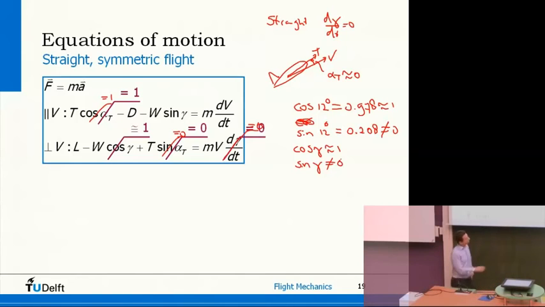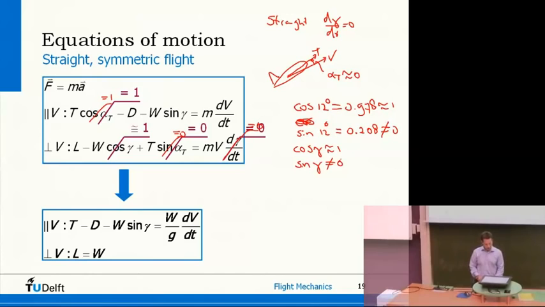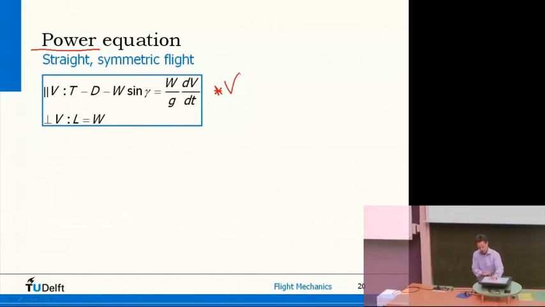So that means that this equation of motion becomes a lot simpler now. A lot of terms are removed, and what you end up with is this. Thrust minus drag minus some weight component is equal to an acceleration, and lift is equal to the weight. Now, if you have that, then I could also make a power equation, and that's just to show you what this means physically. If I multiply this whole equation with speed, on the left-hand side and the right-hand side, then I get this.